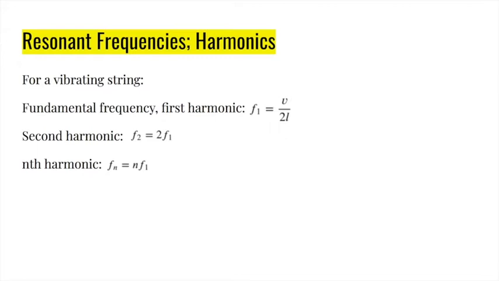To calculate harmonic resonant frequencies for a string, we can find the first frequency by taking v, the speed of the wave, divided by 2 times the length of the string. Second harmonic is twice that. The nth harmonic is just n times that first harmonic. So for strings, we can always just multiply by the n of the harmonic that we're looking for, and multiply by the first harmonic, and that'll give us the frequency of the nth harmonic.